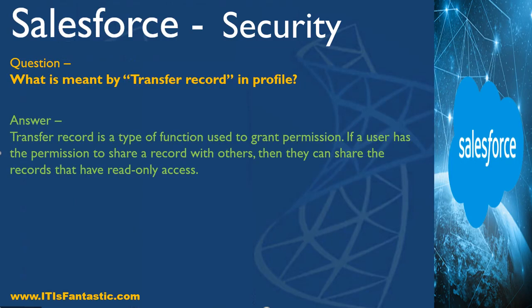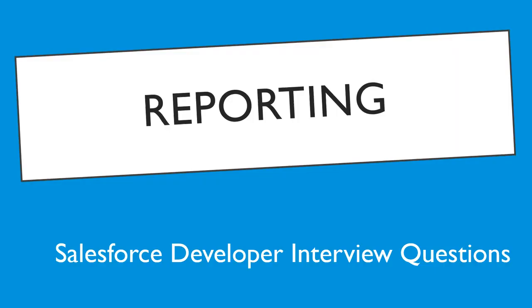What is meant by transfer record in profile? Transfer record is a type of function used to grant permission. If a user has the permission to share a record with others, then they can share the records that they have read-only access to. In this section, we will cover the reporting segments of Salesforce, such as reports and dashboards.